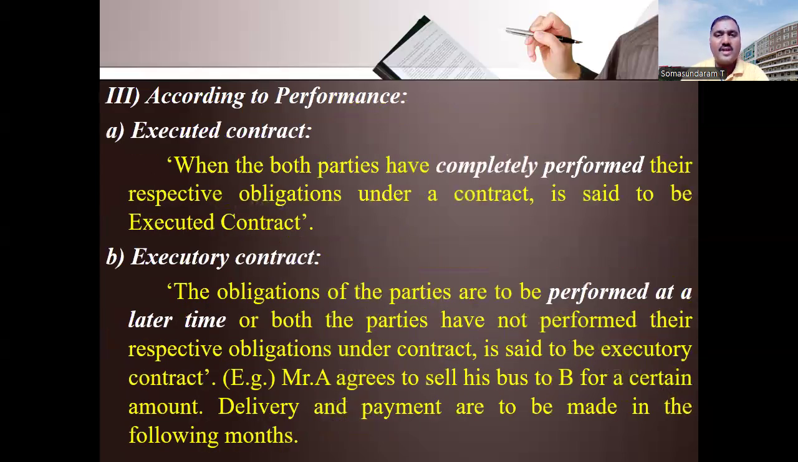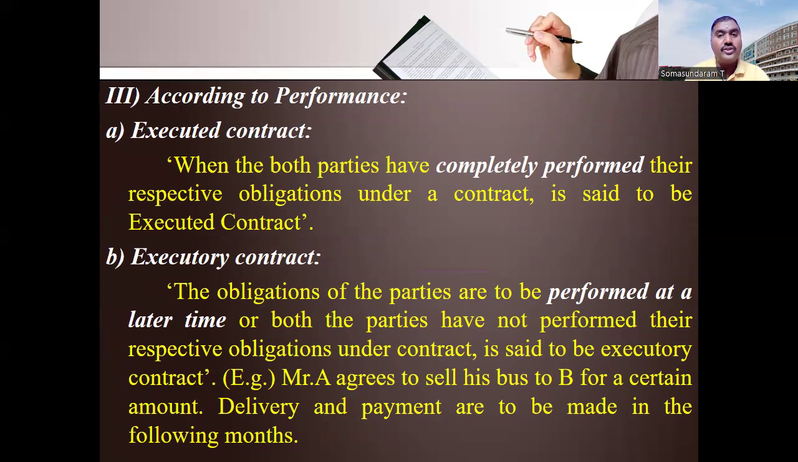So the third one is according to performance. We already discussed, as per the law, what the different types of contracts are and how you are making the contract. Based on the mode of creation, you have different types of contract. Now, how are you going to perform your contract? That means how you are going to execute your contract into action. There are different types of contracts according to performance.